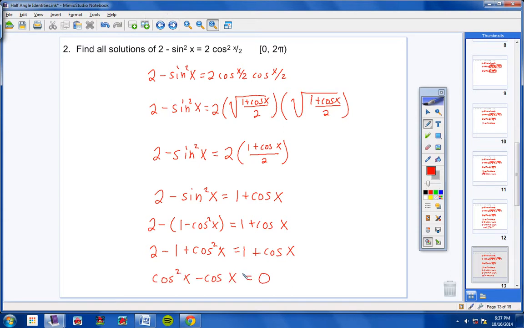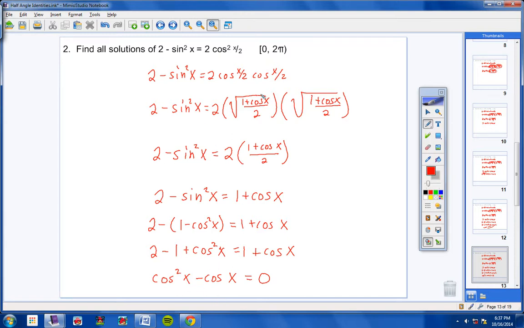Okay, I'm going to pause a second while you guys get caught up on this. So go ahead and get caught up on this. Bring your 1 over, make it negative. Bring your cosine over, make it negative. Combine your like terms, and you should have this.